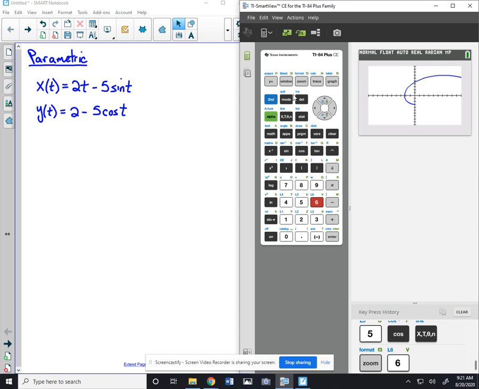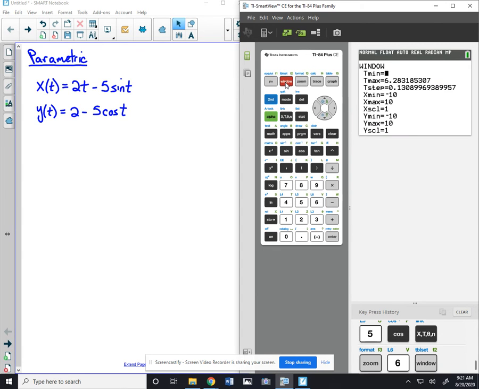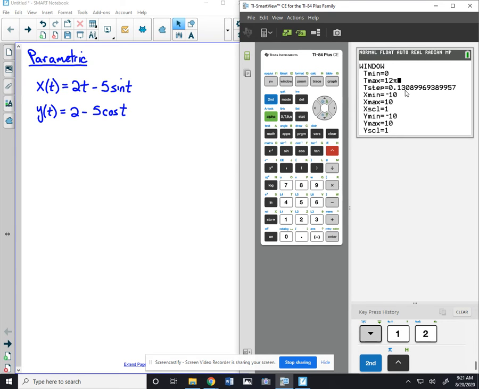Well, this is not a good picture. Let us get the window fixed. You see time has started at 0. You see T max, it goes up to 2 pi. That is very boring. We're going to change that to 12 pi. That's a lot more pi. T step is how often it will recalculate. This is probably pi over 24. I don't know, something like that is good enough.